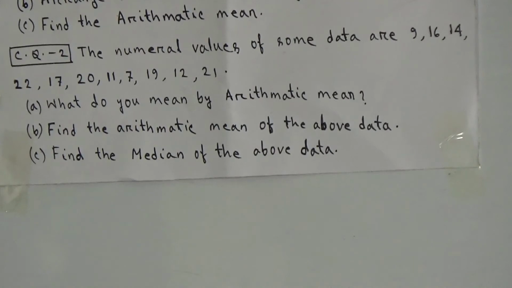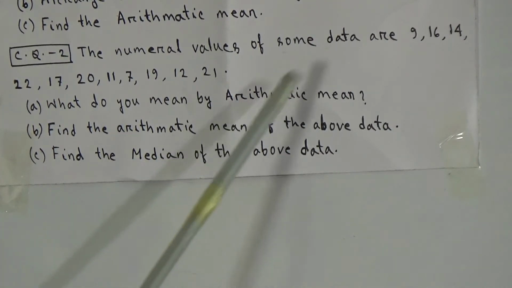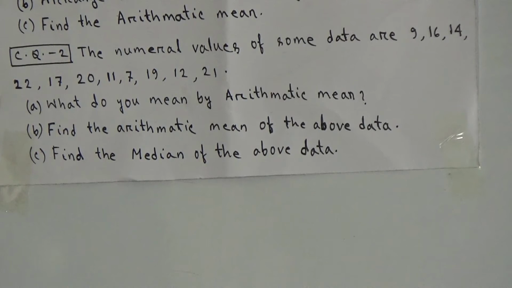Find the median of the above data. We have to find out the median of the above data. For finding out the median, at first you have to write the given data in ascending or descending order. That means we have to organize the data in any way, in ascending order or in descending order. Here we will arrange the data in ascending order.